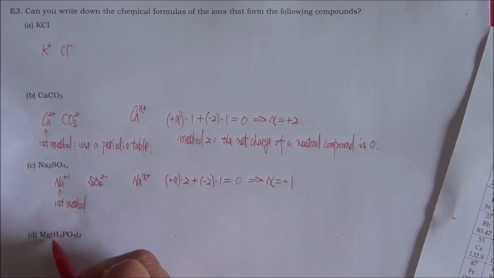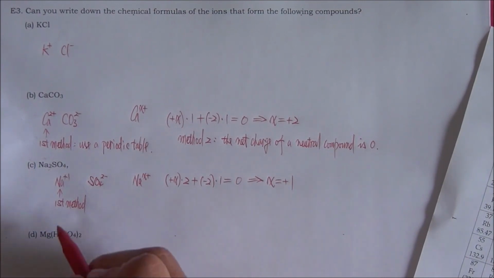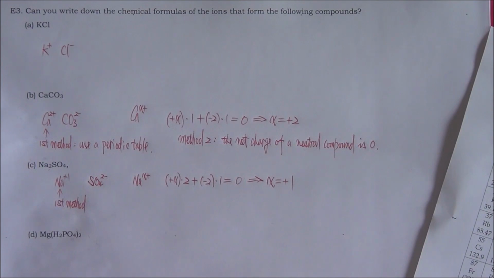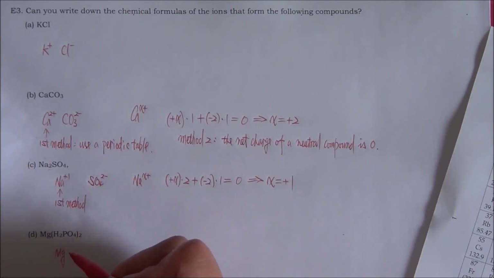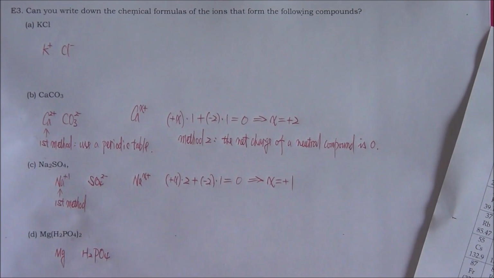D, Mg(H2PO4)2. Well, it is another ionic compound. In general, when you see a parenthesis in the chemical formula, within the parenthesis, it is a polyatomic ion. As I emphasized several times, you need to remember all the polyatomic ions. To find the charge of magnesium within the compound, we have two different methods.